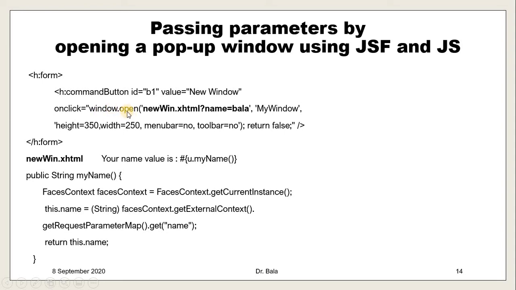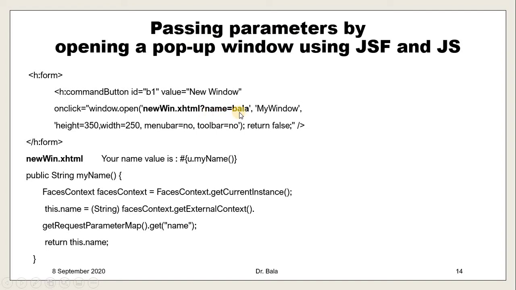The new window will be opened, in which I am going to say newwindow.xhtml file. That means I created another file, another program, for example, newwin.xhtml. In this I am going to say "Your name is", calling the managed bean's myName method. The myName method is a separate file, it can be in the managed bean. In this program you can call it directly, or you can pass an argument. For example, I am passing the argument, that's what passing a parameter is.